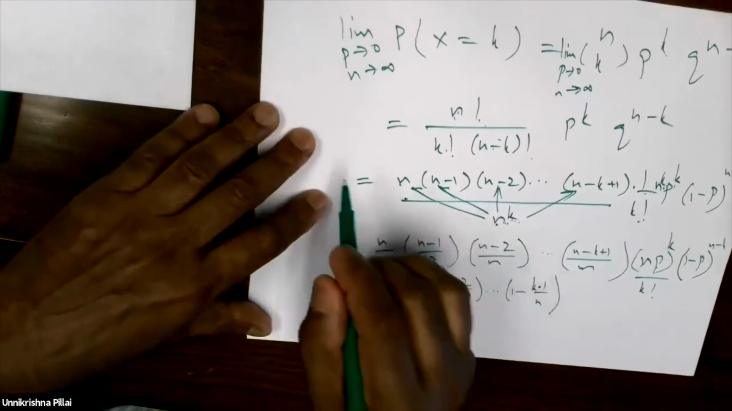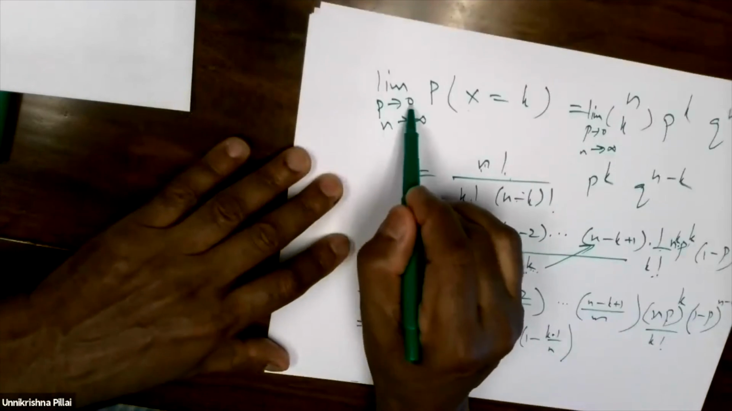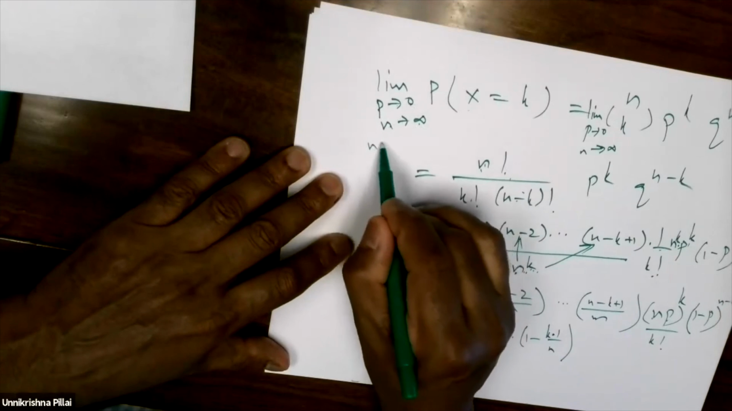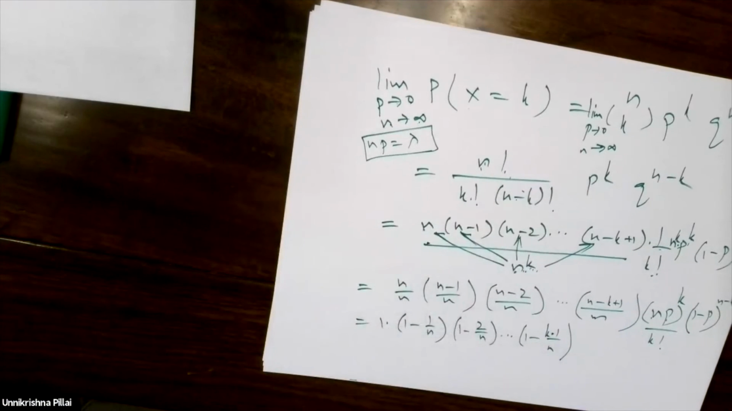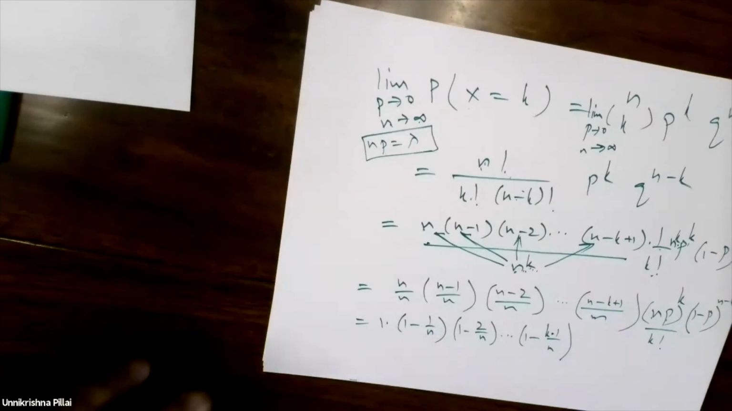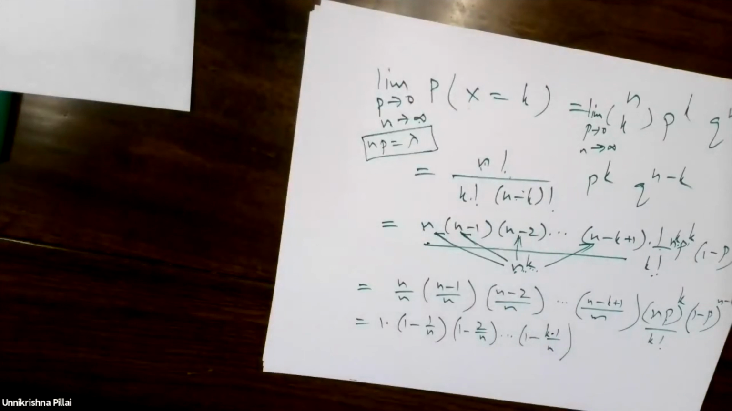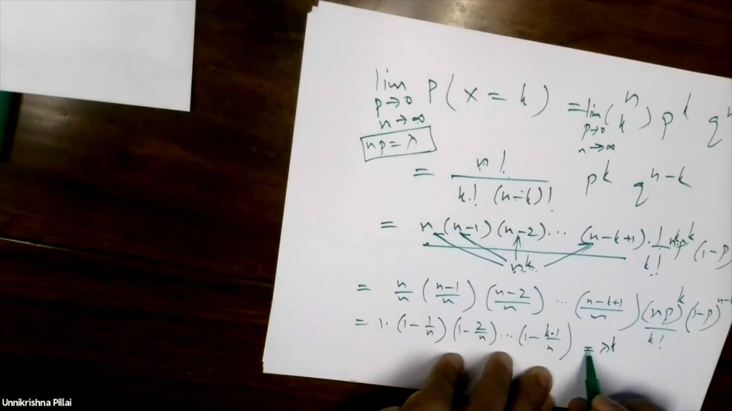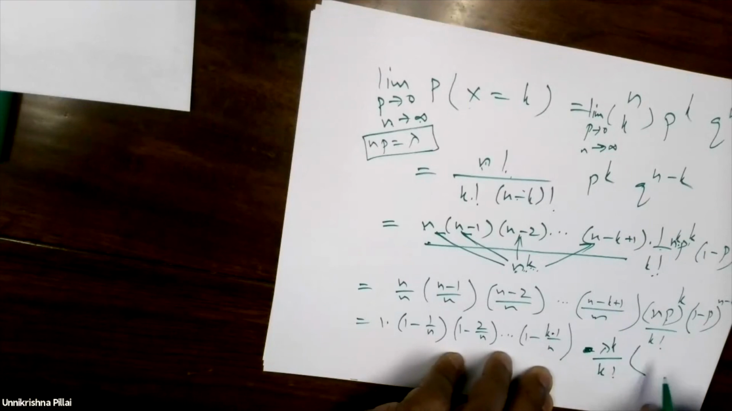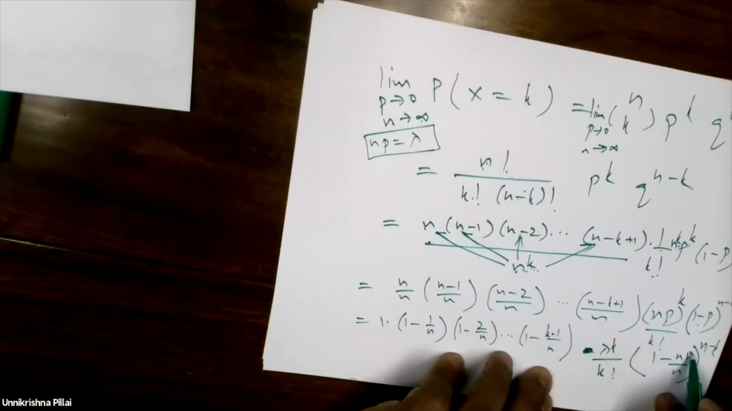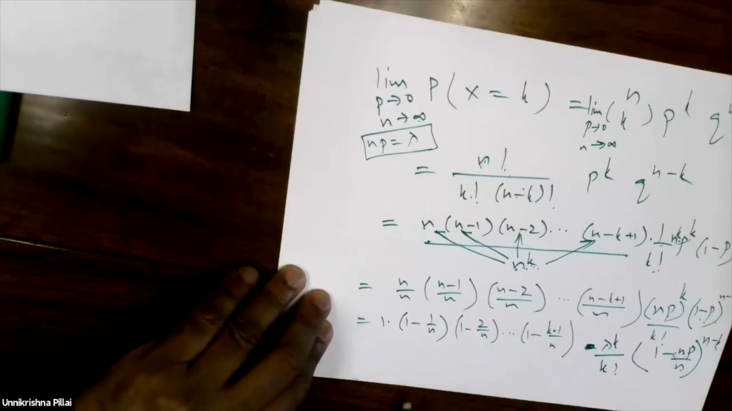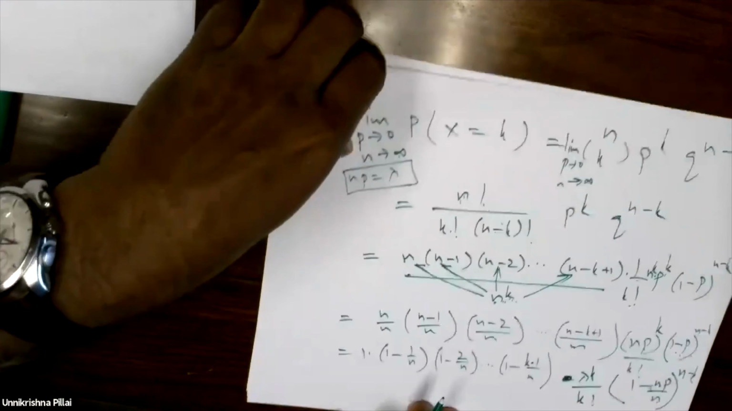Then let me call np lambda. I'm going to assume that p goes to 0 and n goes to infinity such that their product np is a constant. In some cases this may be true, in some cases it may not be true. Wherever this is true, this approximation, our argument, will hold. So np is lambda, giving lambda to the power k over k factorial. Here I have 1 minus np over n, to the power n minus k. I multiplied and divided by n here, but np is lambda. I'm going to redo all this on the next page.